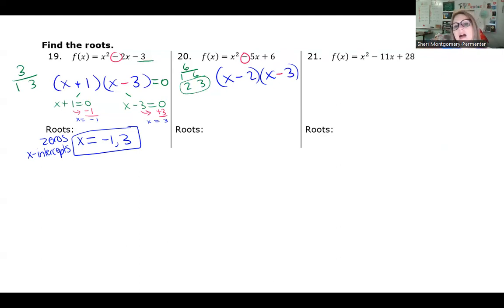To figure out the roots, I set each one equal to 0. So what does x equal? Two and 3. The last one, same idea. We want to factor.